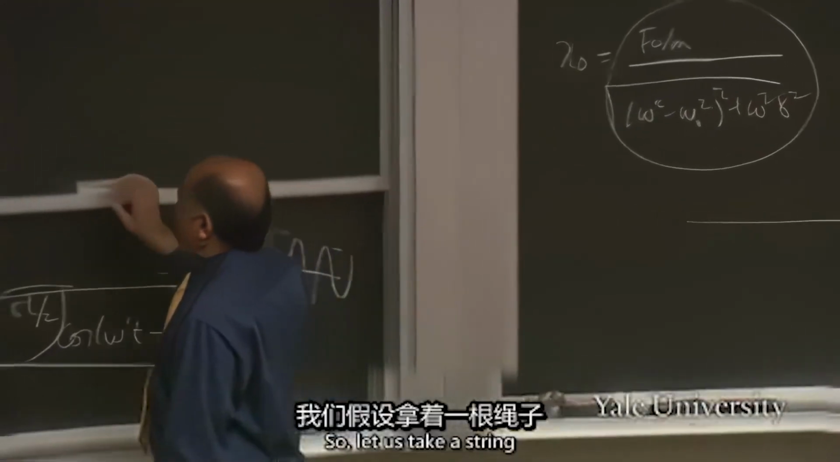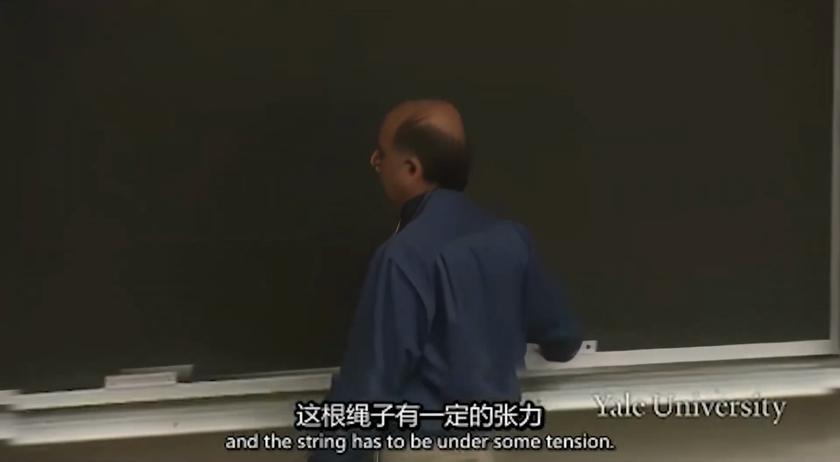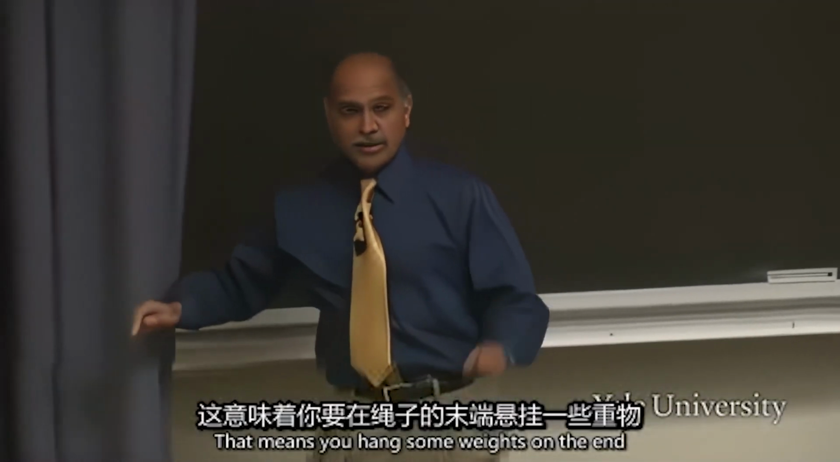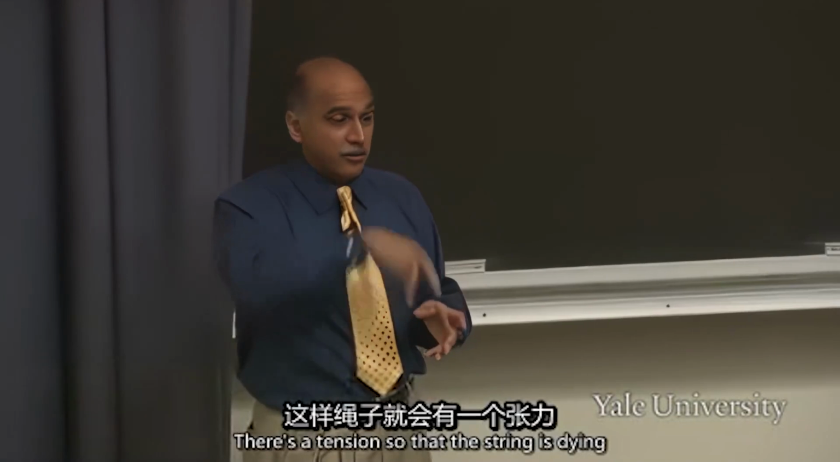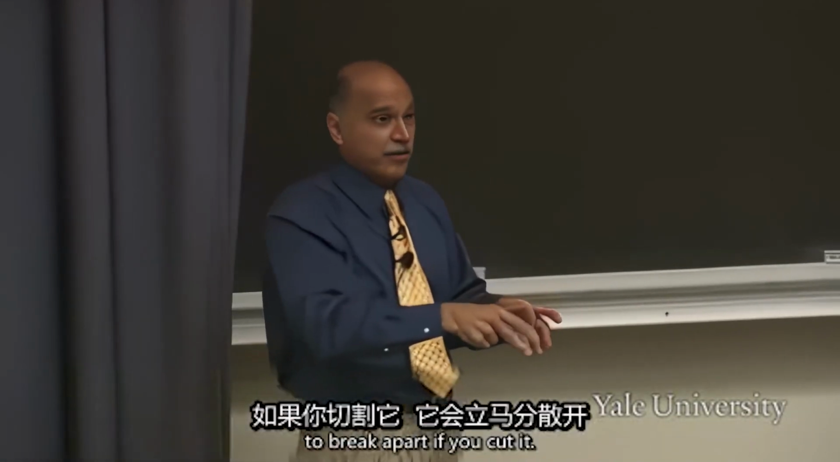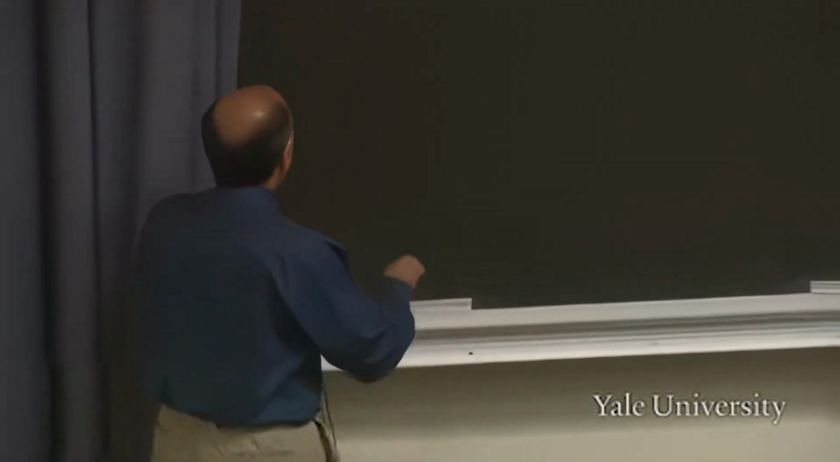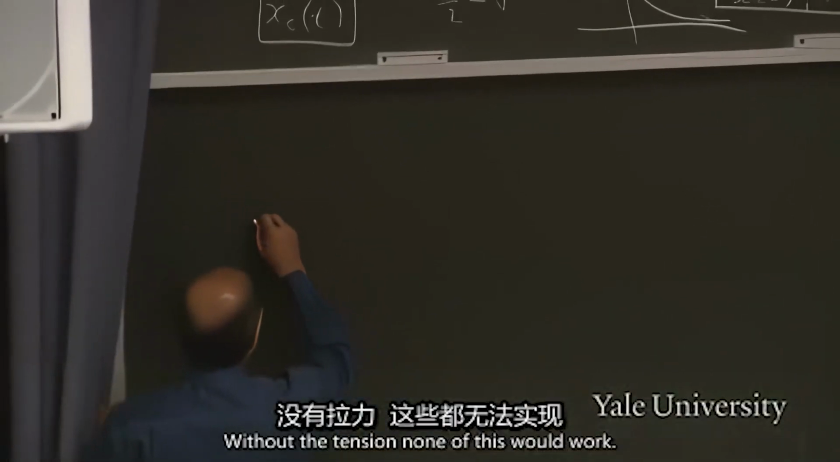So let us take a string, and the string has to be under some tension. That means you hang some weights on the end, or you tighten it with some screws. That's the tension, so that the string is dying to break apart if you cut it. So T is the tension on the string. Without the tension, none of this will work.